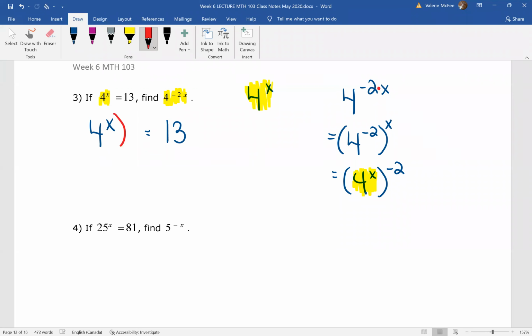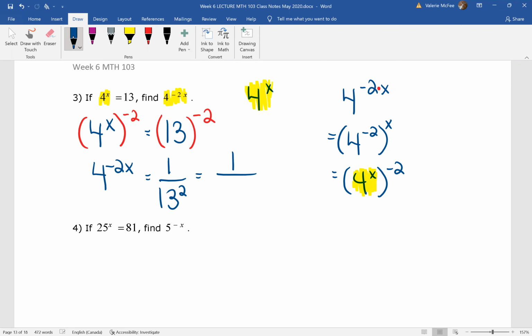If I raise this to the power of -2, I need to raise this side to the power of -2. We talked about that at the beginning of this course when we said you have to do the same thing to both sides of your equation. If I simplify on the left, I get 4 to the power of -2x. On the right, 13 to the power of -2, or 1 over 13 squared, which can, of course, be simplified.